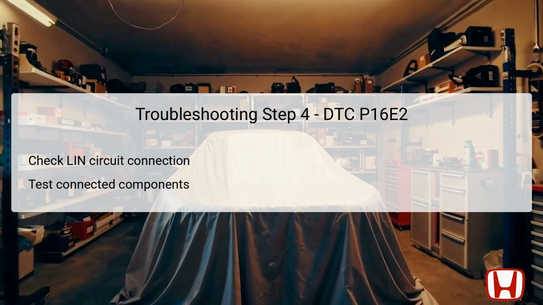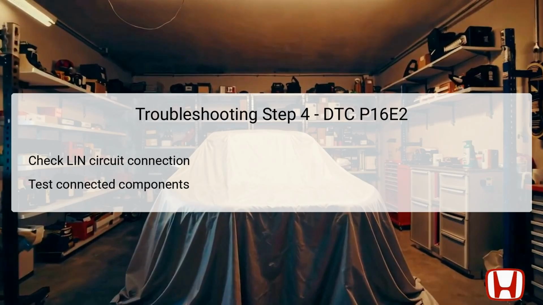The fourth troubleshooting step focuses on inspecting the LIN circuit connection and the components connected to it. This circuit is responsible for facilitating communication between the alternator, battery sensor, and the PCM. Disruption or faults in this circuit can result in DTC P16E2 being recorded.